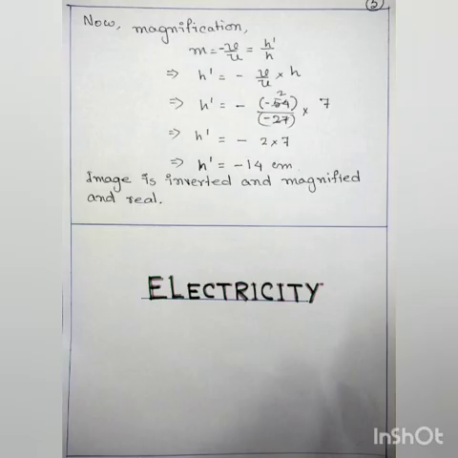And now magnification, we know for mirror m is minus v by u equals h prime by h. Therefore h prime will be minus v by u into h. Just substitute all the values. What we will get? h prime is minus 14 centimeter. So the image is inverted and magnified and also real.